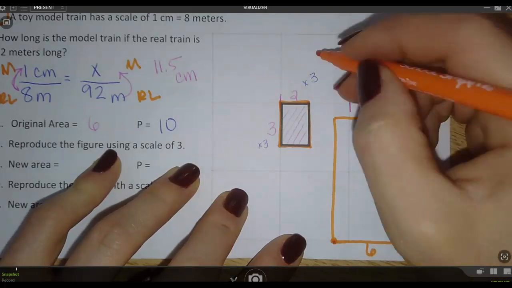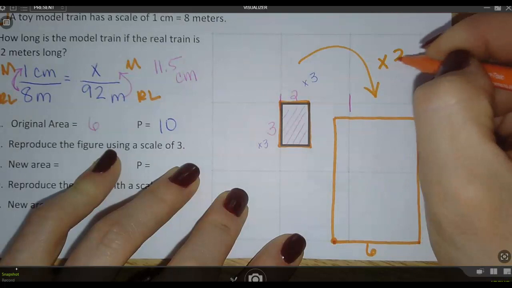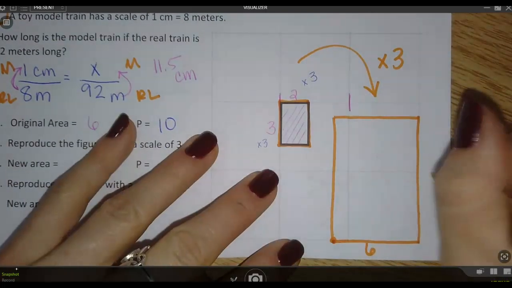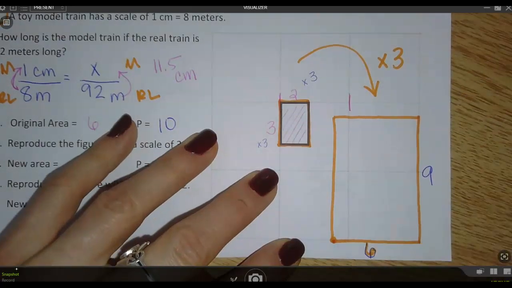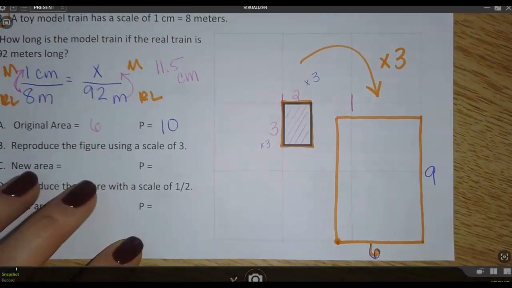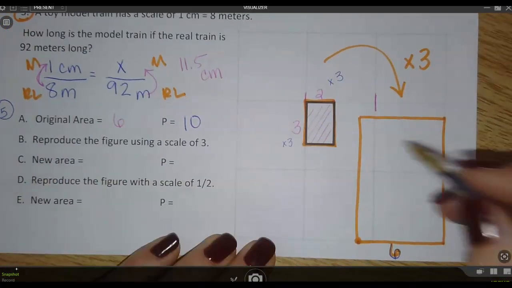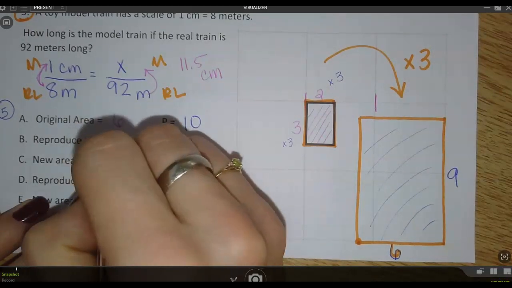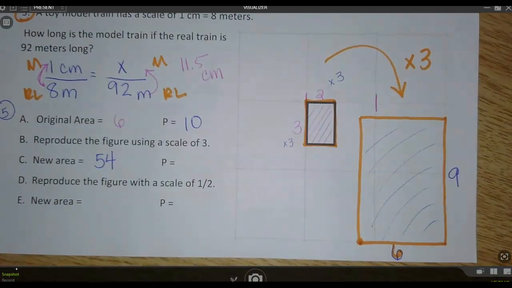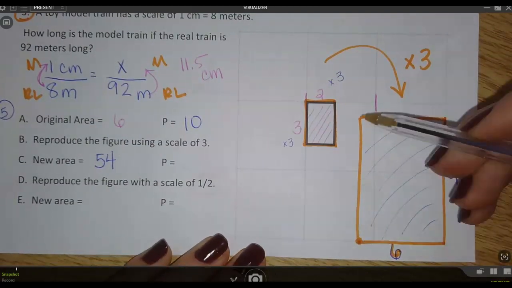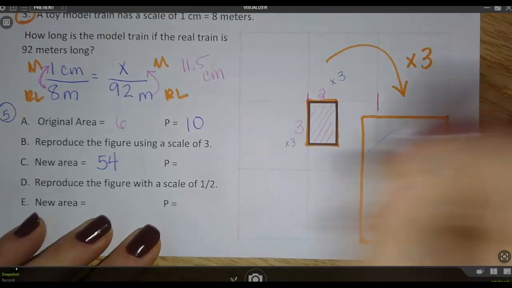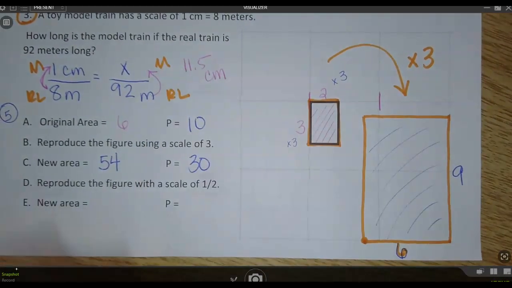Okay, so everything just got multiplied by 3 to make this new figure if I reproduce it at a scale of 3. So now I'm going to write that this is 9 and this is 6. And then they ask me for my new area. Well, 9 times 6 to get that area would be 54 square units. And perimeter is just going to be 9 plus 6 plus 9 plus 6. So that gives me 15 and 15, 30 units for the perimeter there.